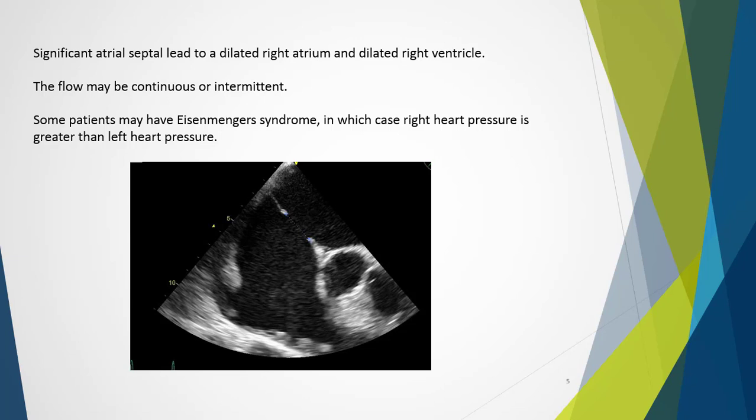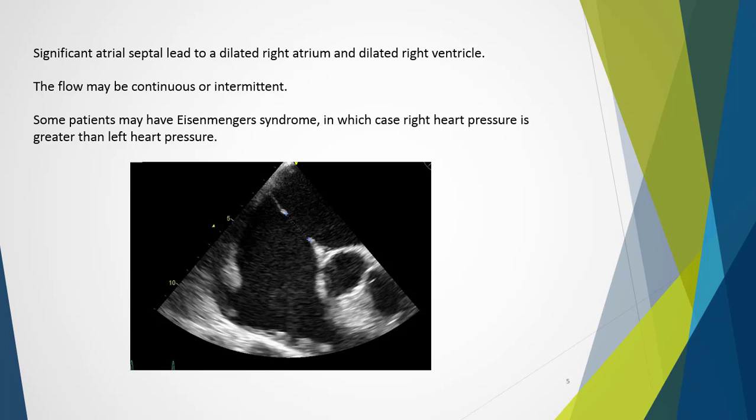With significant atrial septal defects, the patient will display a dilated right atrium and dilated right ventricle. The flow between the atria is passive. Typically, higher pressure in the left atrium directs flow into the right atrium. The flow may be continuous or intermittent, associated with atrial filling and increasing pressures.